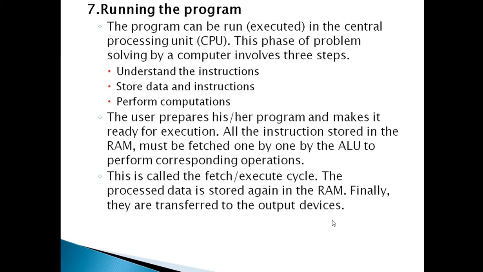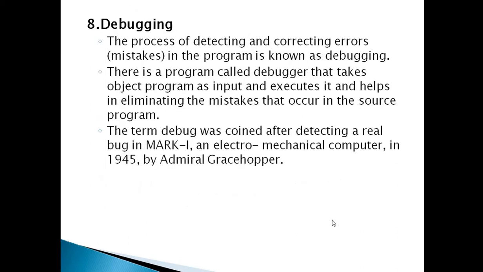That was the seventh step. The eighth step is debugging. The process of detecting and correcting errors in the program is called debugging. In simple terms, a bug is an error, and debugging is the process of detecting and correcting errors. Errors are common in programs. Finding the error and correcting it is called debugging.